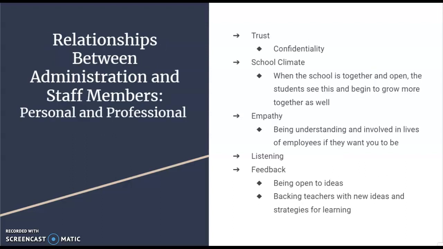Now, as we talk about relationships between administrators and staff members, there's a professional and personal level that we are talking about. Within relationships between administrators and staff members, trust and confidentiality is key. Thinking about our school's climate, we also want school members to work together and grow and learn from each other. Along with relationships, we look at empathy and learning about each other outside of the school day by listening. And lastly, with relationships, we work on backing teachers of new ideas and being open to ideas to make our school a better place.